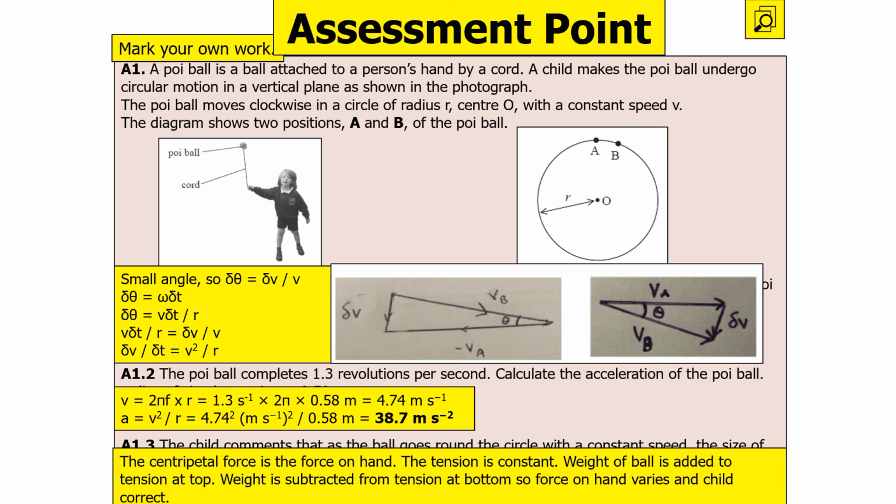Now we know that throughout this motion the tension is constant. Now the weight of the ball is added to the tension at the top because they're both acting towards the centre while they're at the top, but the weight is subtracted from the tension at the bottom because that's acting in the opposite direction to the centre of the circle at the bottom, so therefore the overall resultant force will vary, and the child is therefore correct because whilst the tension is constant, the resultant force is not.